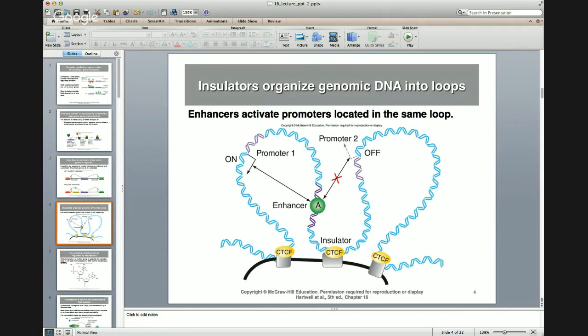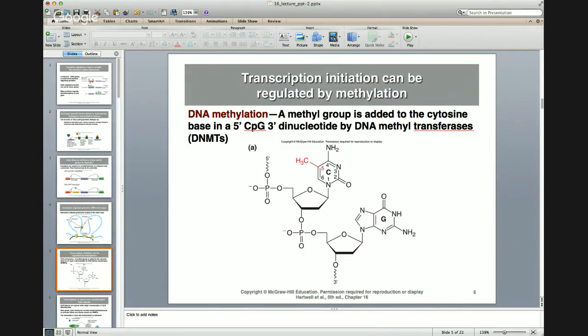And the text focused primarily on methylation as the primary mechanism of epigenetics. So let's look at that.